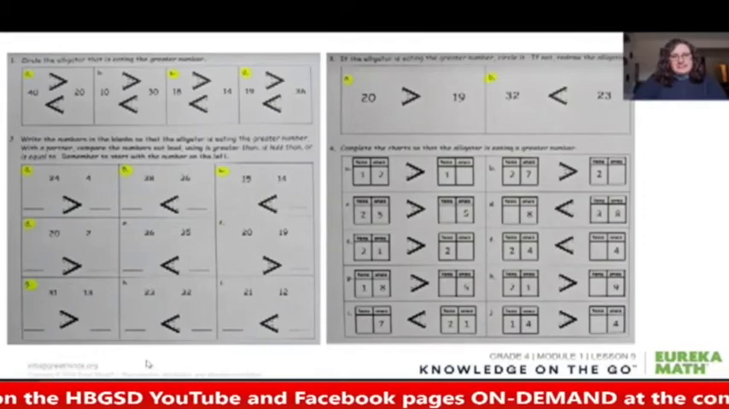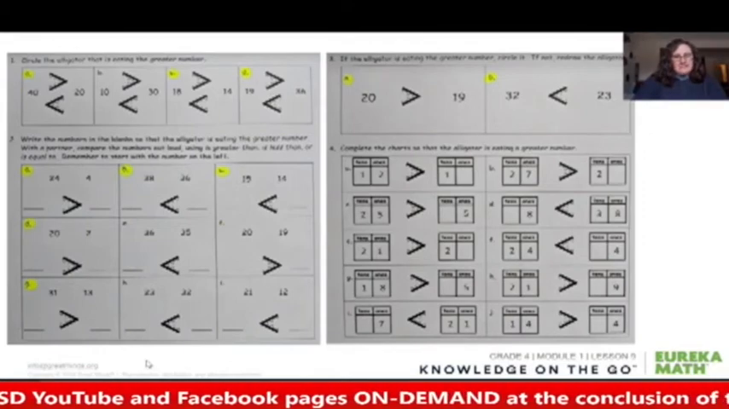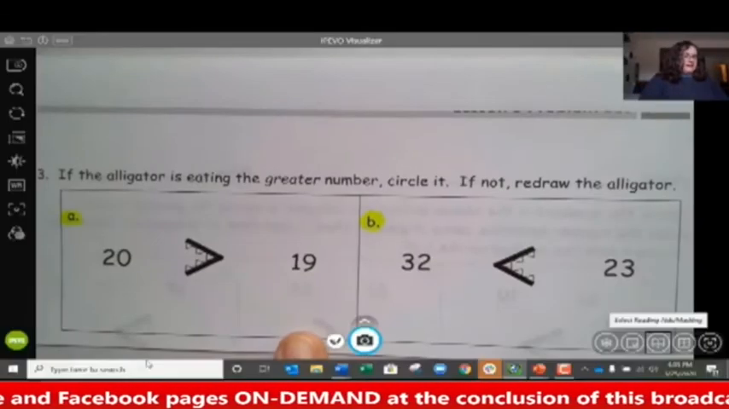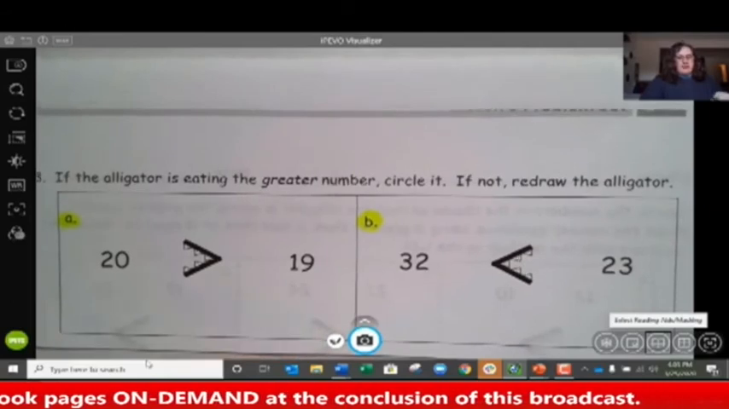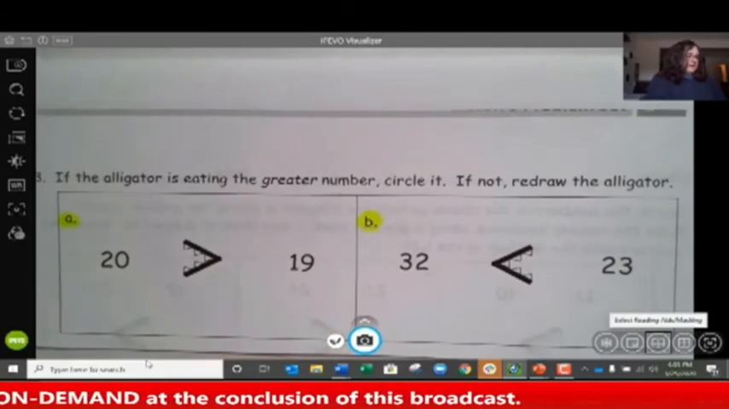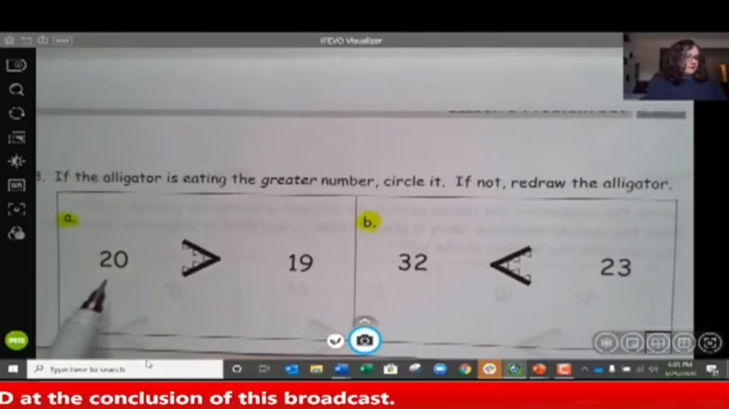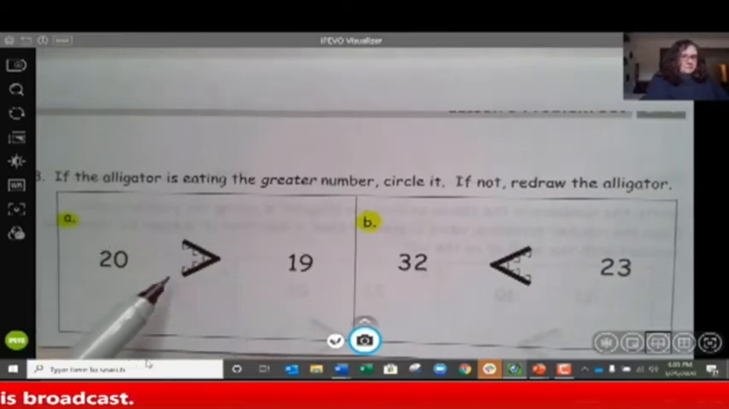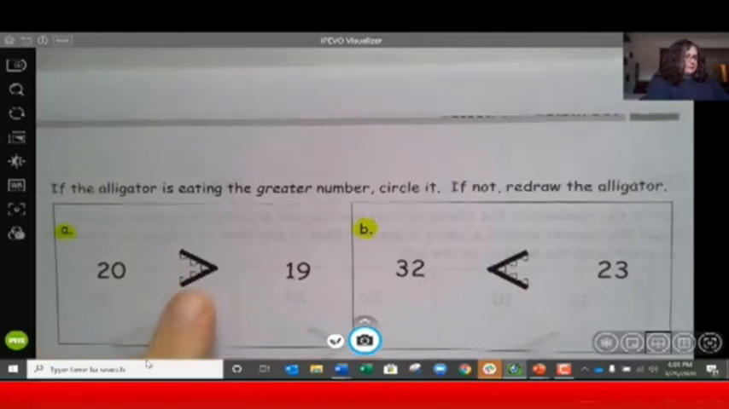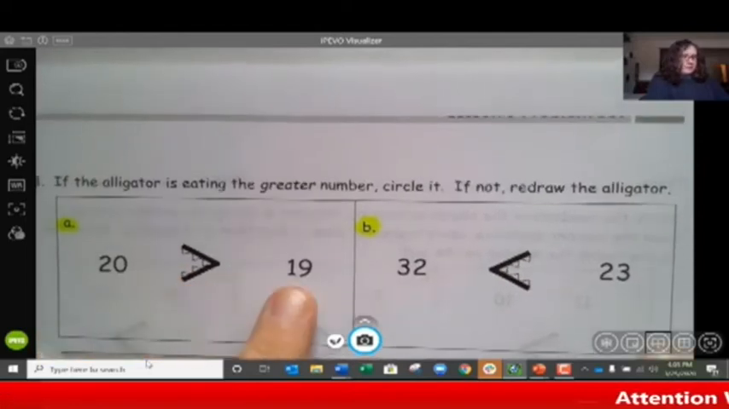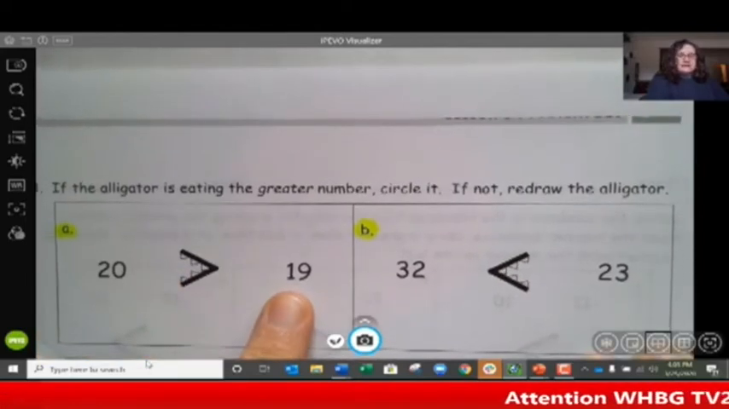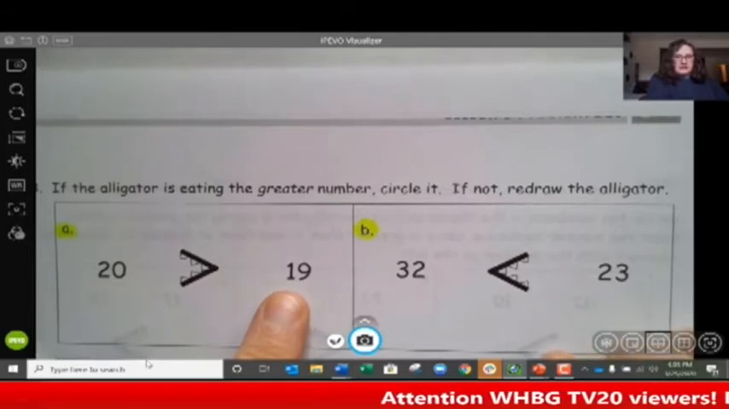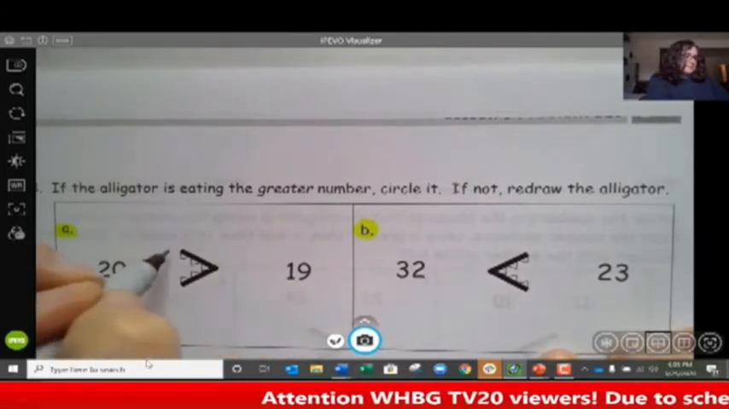Okay, how did your practice go? Let's look at number 3, at A and B. In 3A, we're comparing 20 and 19, and the alligator's mouth is facing this way, telling us 20 is greater than 19. Is this true?